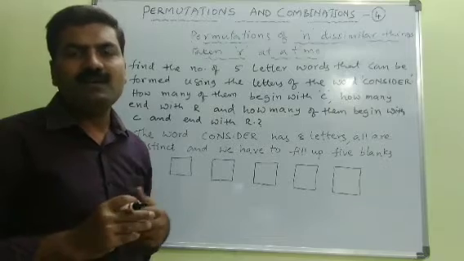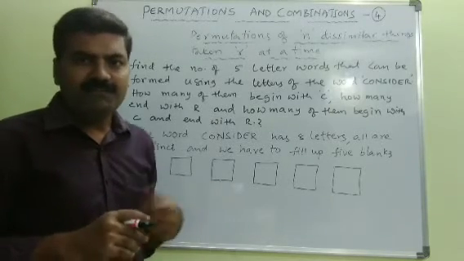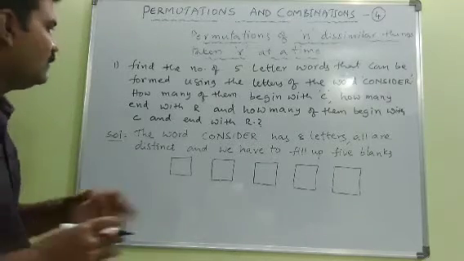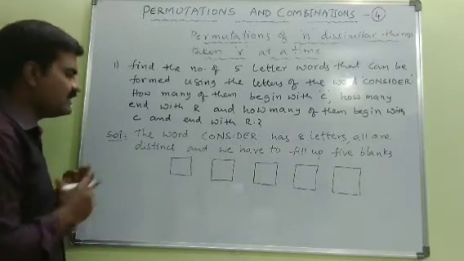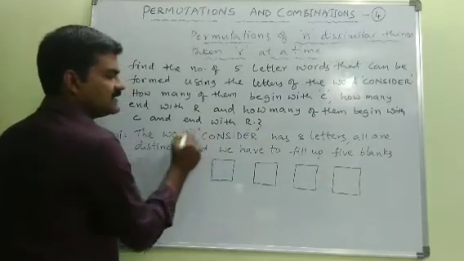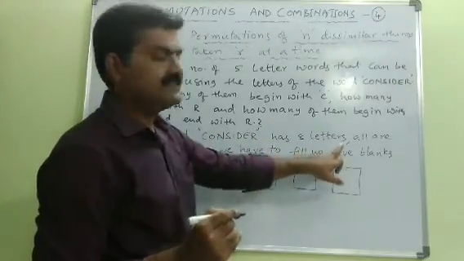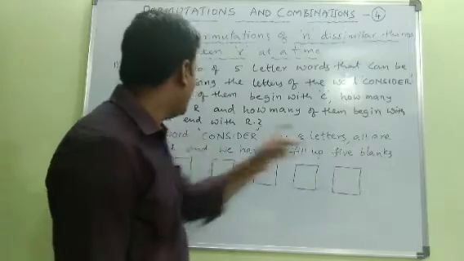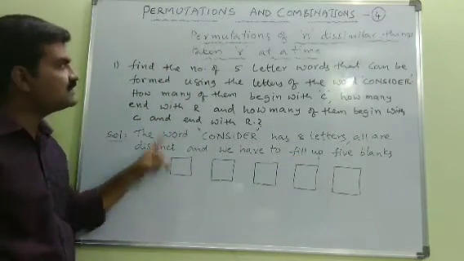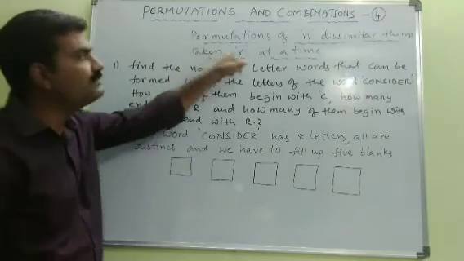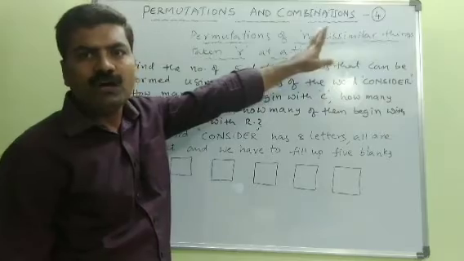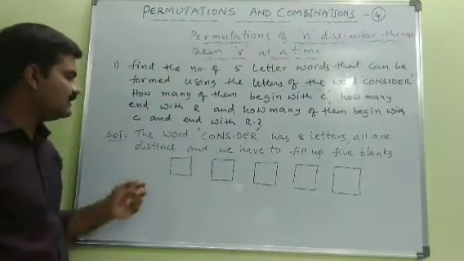Right? So one is using the formula. If not, let us see the fundamental principle of counting. Coming to the solution, the word CONSIDER has 8 letters, and all are distinct. This is what you need to observe first of all, because this formula can be used only when n things are dissimilar, no two are same.